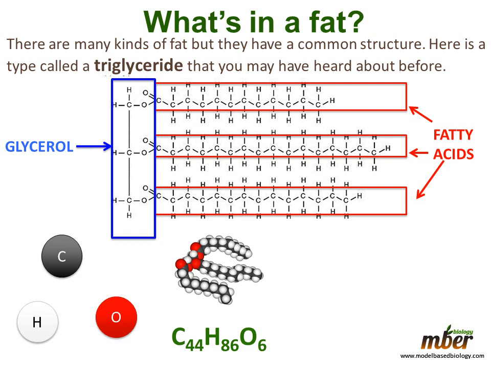Go ahead and put the chemical formula for the triglyceride in your doodle box J under chemical formula. And then make sure that you write off to the right the elements that are present: carbon, hydrogen, and oxygen. Okay.